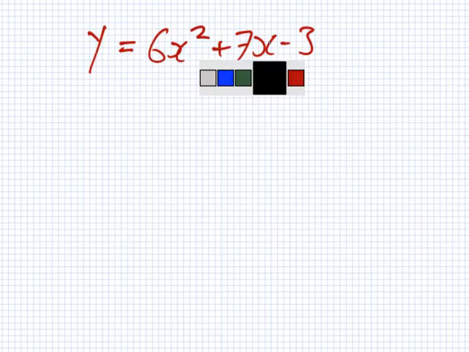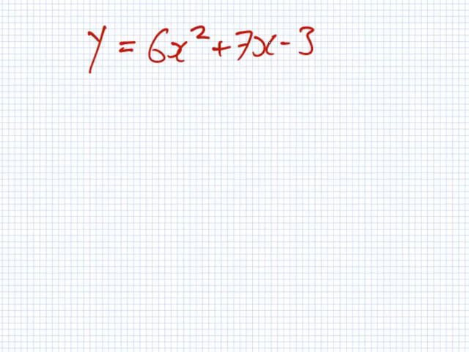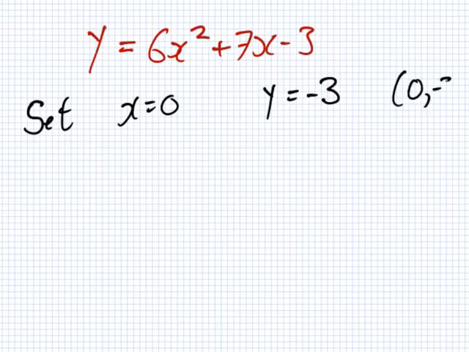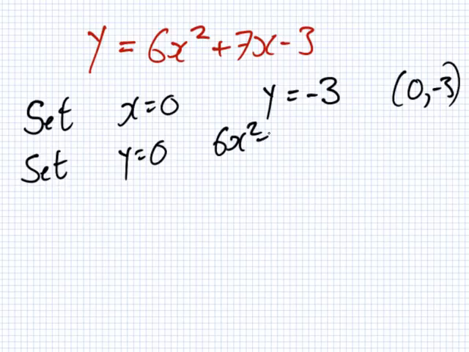So let's use the usual process like we did for the linears. For the linears we have to find where it crosses the y-axis. So how do I find that? You set x equal to 0, and what do you get for y? Minus 3. So one point is 0, minus 3. Now the next one is you set y equals 0. So now you have 6x squared plus 7x minus 3 equals 0. And we just solved that.